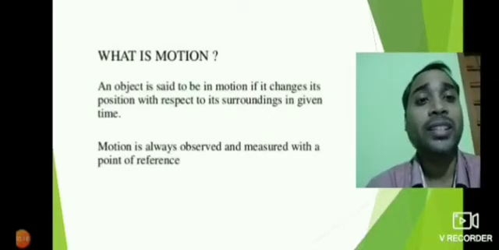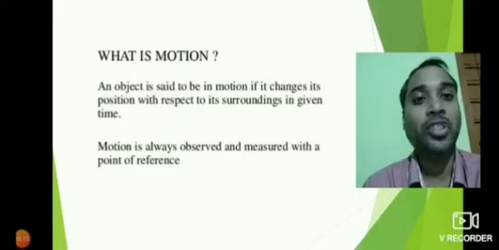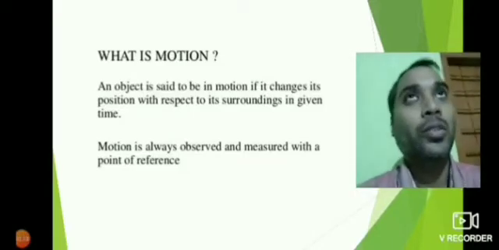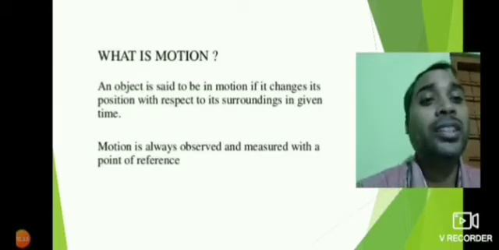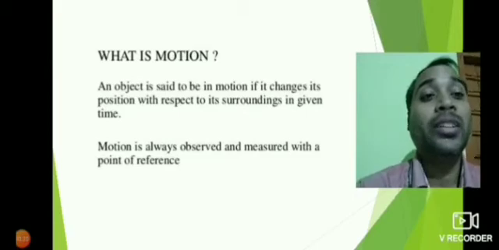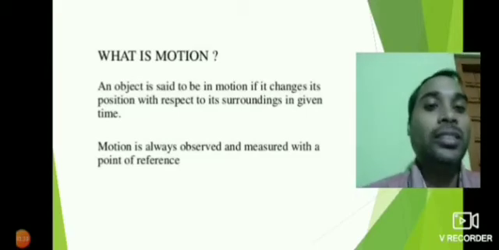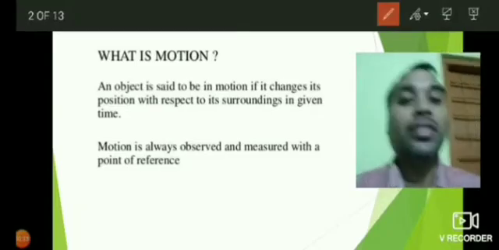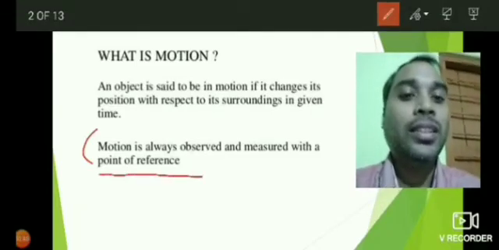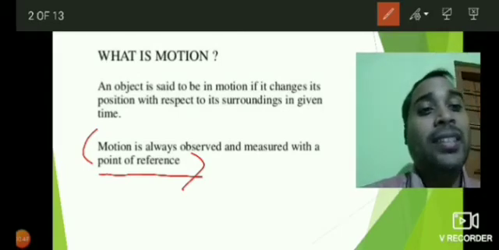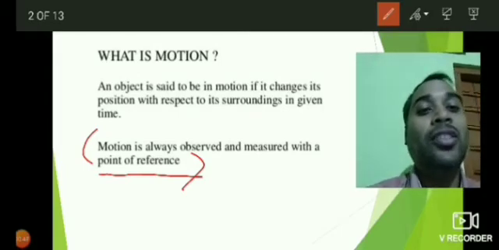An object is said to be in motion if it changes its position with respect to its surrounding in a given time. We can only consider an object to be moving when it changes its position with respect to its surrounding. Motion is always observed and measured with a point of reference. We have to always consider a point of reference in order to analyze the motion in any object.